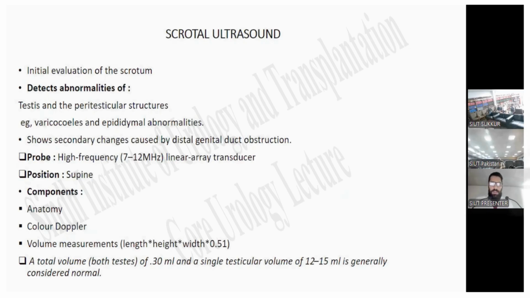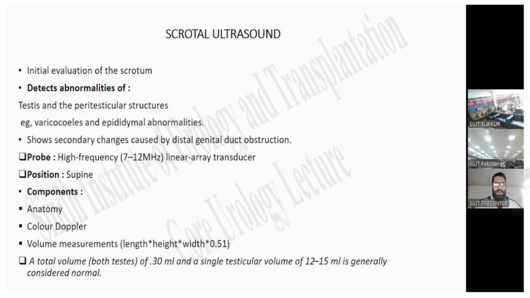Scrotal ultrasound is the initial evaluation of the scrotum. It detects the testicular and peritesticular structures and their abnormalities, including varicocele and epididymal abnormalities. It shows secondary changes caused by distal genital duct obstruction. The probe used is of high frequency, that is 7 to 12 megahertz, and it is a linear array transducer. Position should be supine. The components of examination include delineation of anatomy.